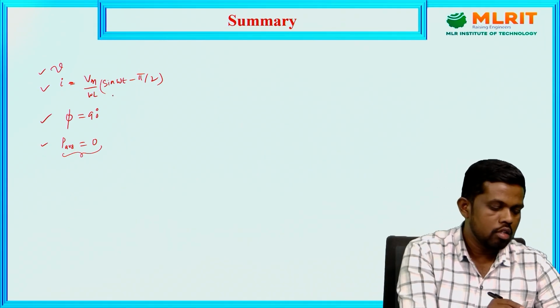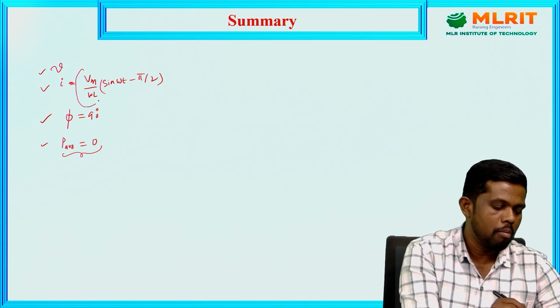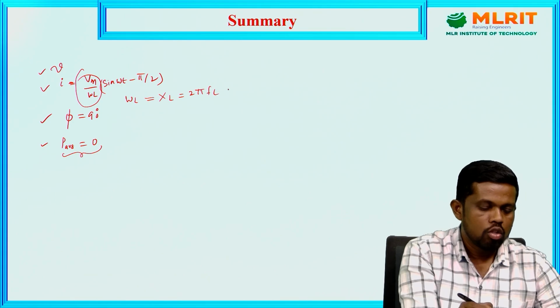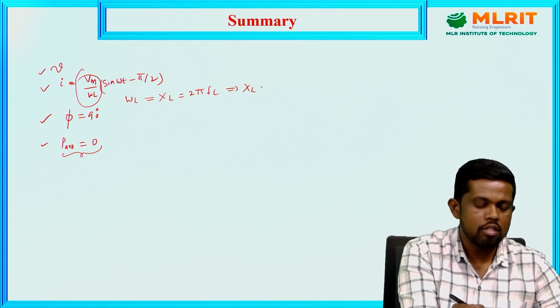So in this instantaneous current, Vm by omega L, where omega L is the inductive reactance, also represented by XL, meaning 2 pi fL. So how can you get the XL value in a numerical? XL equals V by I, I mean to say Vrms upon Irms.